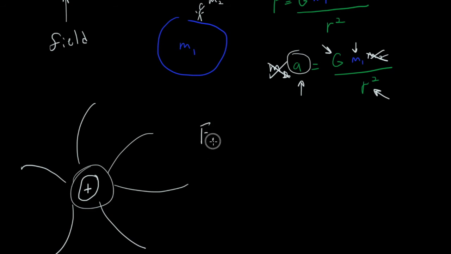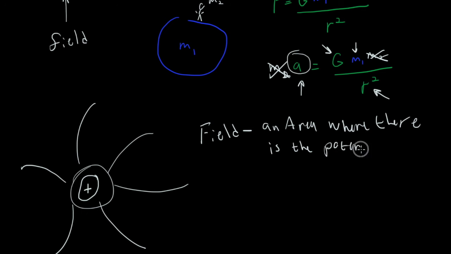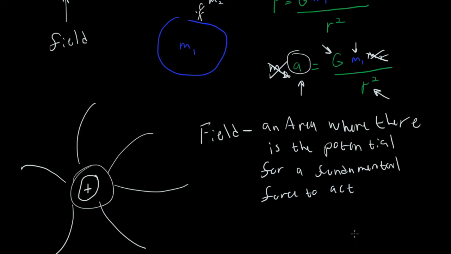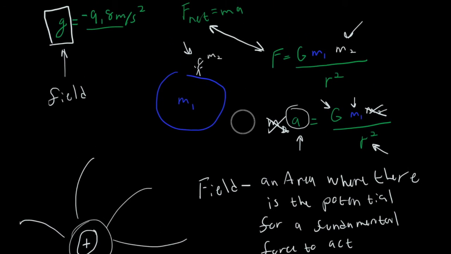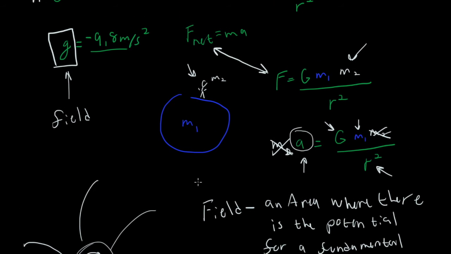So let's write this. When we say field, it's an area where there is the potential for a fundamental force to act. So when we talk about Earth having a gravitational field, it's really the area around Earth where the Earth's gravity is going to be the reigning force, where the gravity of Mars would be way out here and it wouldn't really make much of a difference on the Earth. In this area, it's the Earth that matters.